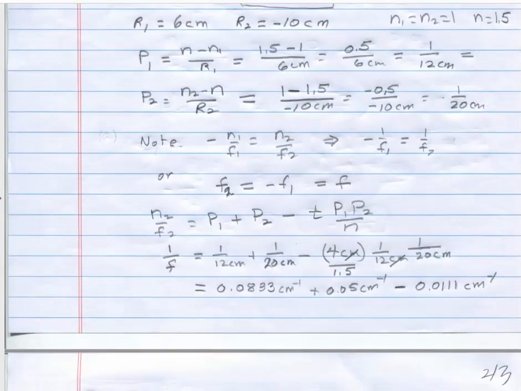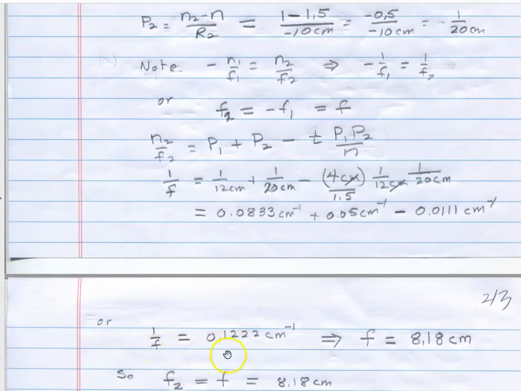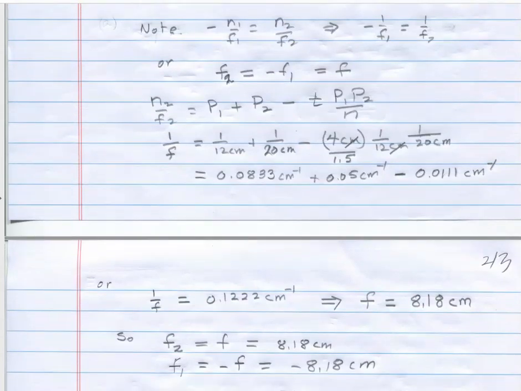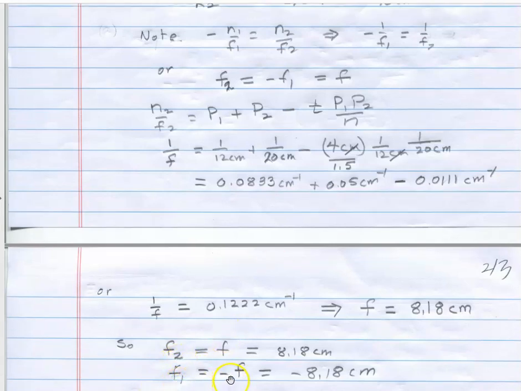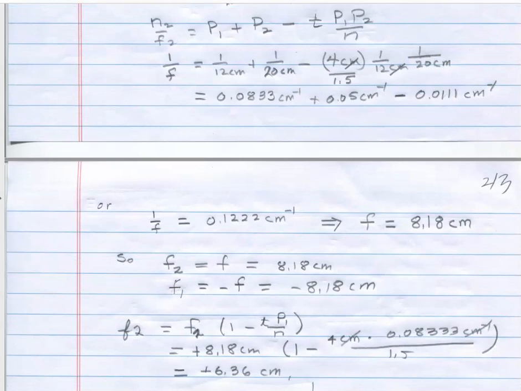We've got things set up, and first calculate F2. So I calculate F2. It's 1 over F, so I'm using this for F. F2 is F. It's 1 over 12 centimeters, that's P1, plus 1 over 20 centimeters, that's P2, minus the thickness, 4 centimeters, times P1 and P2, which are 1 over 12 and 1 over 20, divided by n. When I punch those into my calculator, I get 1 over F is this number. When I reciprocate both sides, I get that the focal length F2 is 8.18 centimeters. If that's the case, then F2 is F, and F1 is minus F2. So F1, with our sign convention, is minus 8.18. So F2 is 8.18 centimeters, F1 is minus 8.18 centimeters.